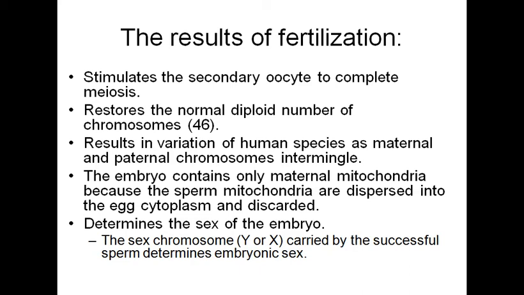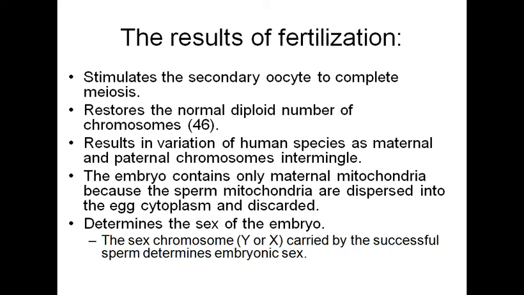Nothing ambiguous in this. It results in variation of the human species as maternal and paternal chromosomes get intermingled, right? Crossover, you must have read in meiosis. The embryo contains only maternal mitochondria because the sperm mitochondria are dispersed into the egg cytoplasm and discarded. Important. It determines the sex of the embryo. The sex chromosome, Y or X, is carried by the successful sperm. By the help of this we can determine whether it's XX or XY.